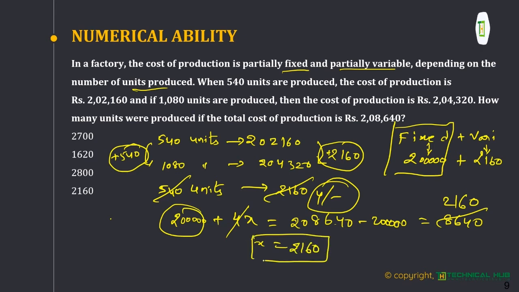The number of units produced for the cost of 2,08,640 is 2160. Option D. 2160 is the right answer. Please note down the solution. Next question.